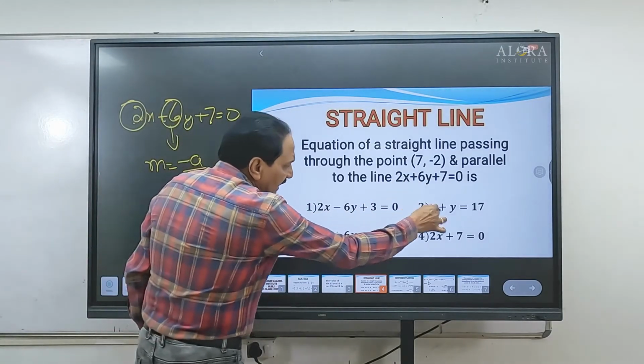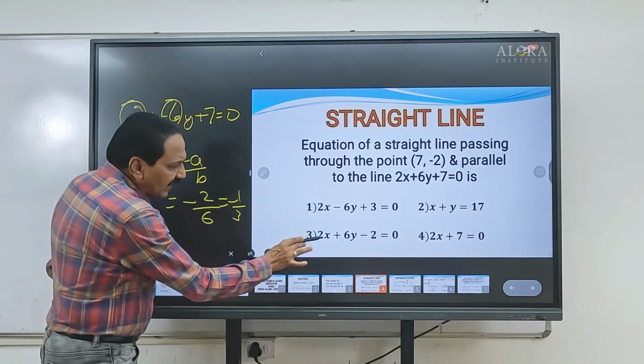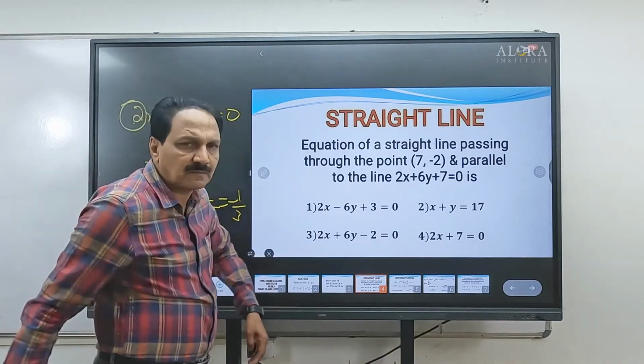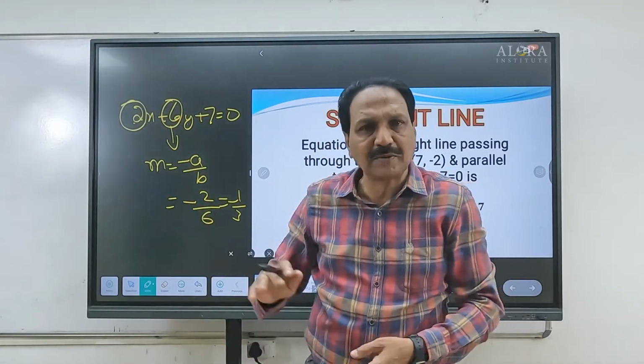It's not the answer. This cannot be the answer. So this is the only line where the first two terms are same, 2x plus 6y. So this must be the answer. You can go for the regular method, what I have just shown. We'll get the same answer.